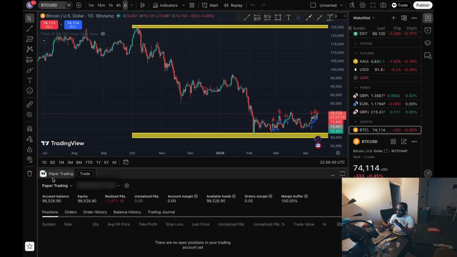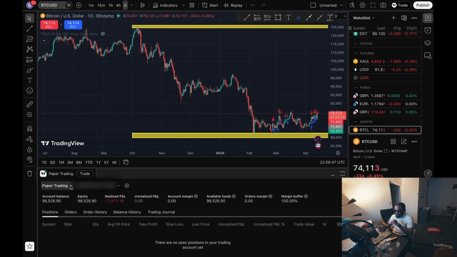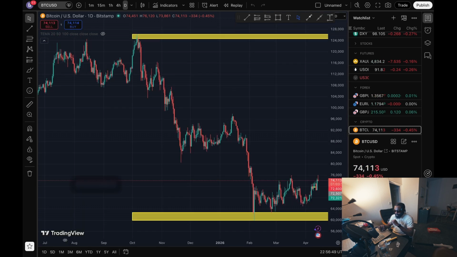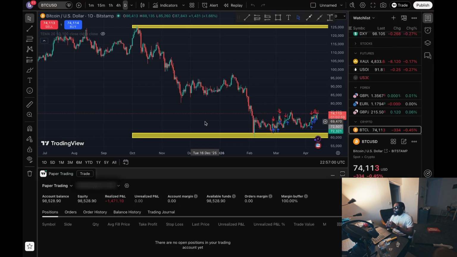So I already have my paper trading account set up, so I'm going to disconnect this one so that you can see how to do it on a fresh chart, yeah? So just come to any chart, it doesn't matter. You want to click trade in the top left corner, paper trading, click connect. That's it, done. So now you've got $100,000 that you can trade with for free. So you can refine your strategies, you can practice how to buy and sell assets, you can track your progress, all without risking any money.